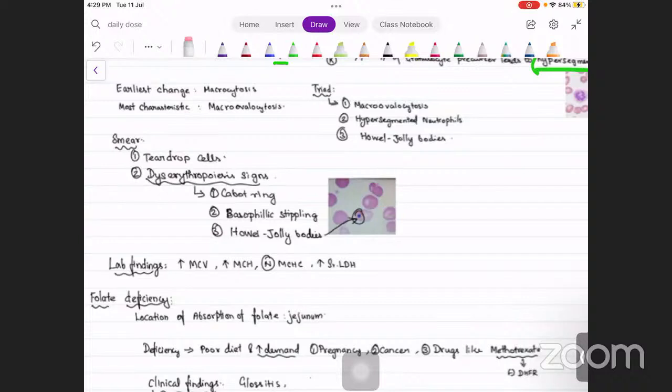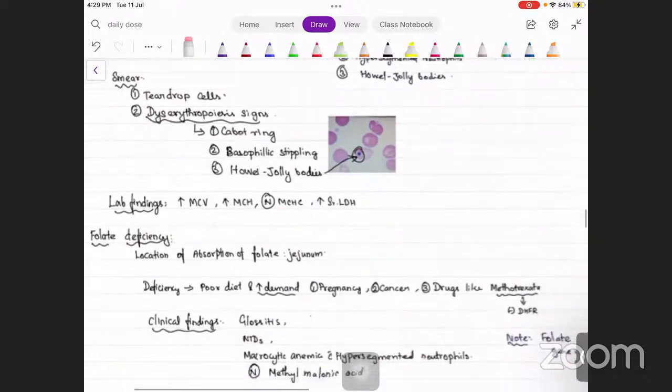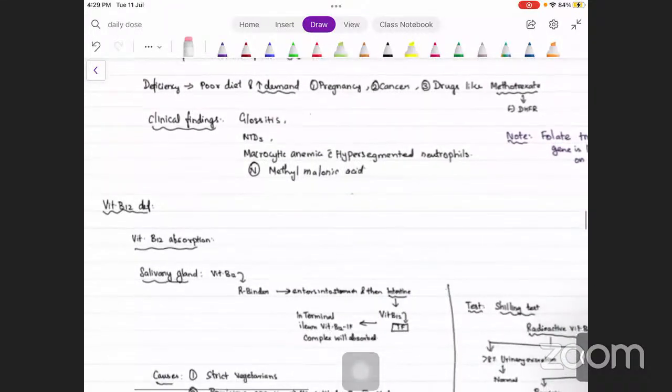Then you also see the teardrop cells. So mostly folate deficiency or vitamin B12 deficiency. So folate deficiency is associated with NTDs, macrocytic anemia, with normal methylmalonic acid levels.